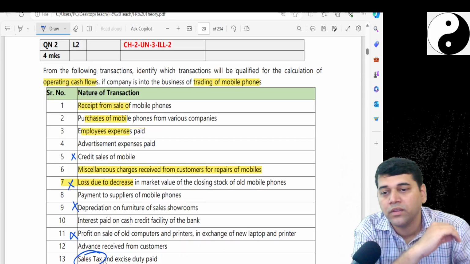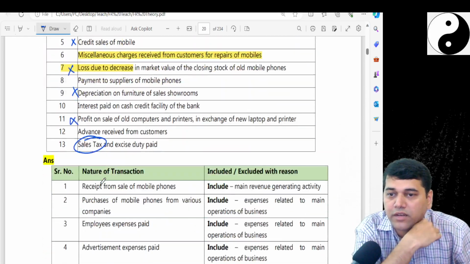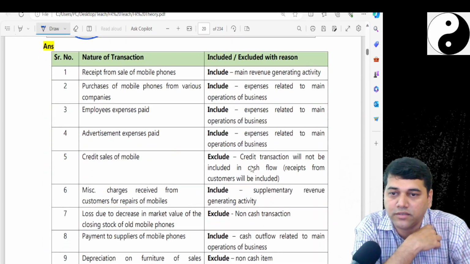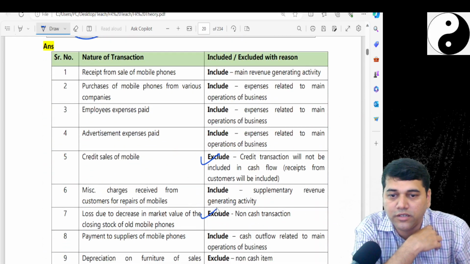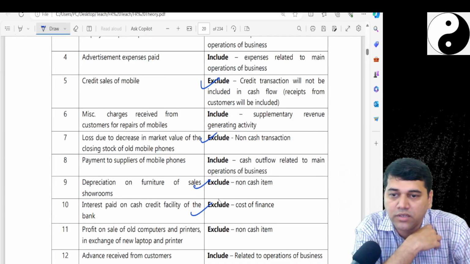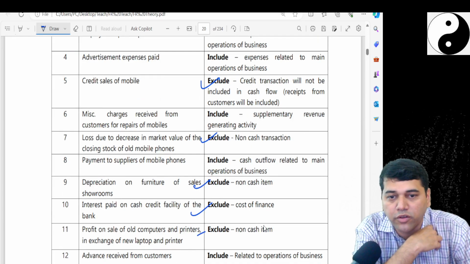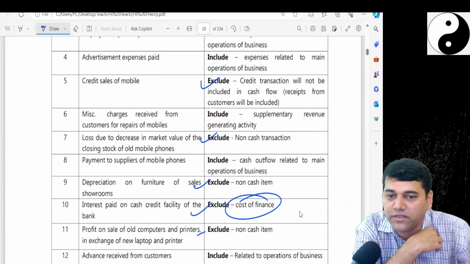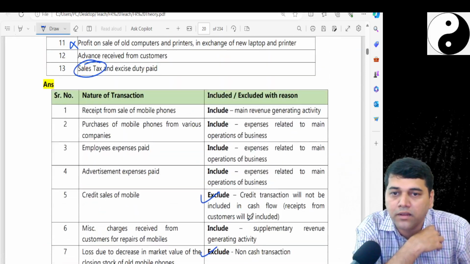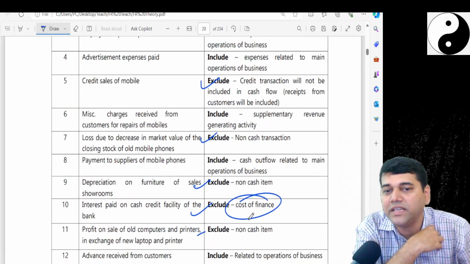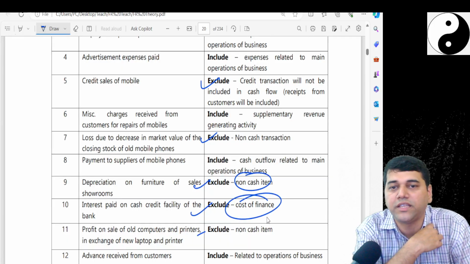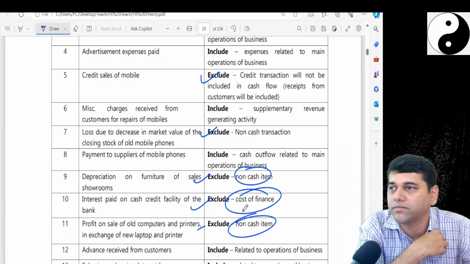Followed, no? Yes, so we have seen that 4 items are excluded. Credit sales are excluded. Non-cash items are excluded. Profit on sale is excluded because either it is the cost of finance or other thing, or it is non-cash. Rest everything is included. Followed, no?